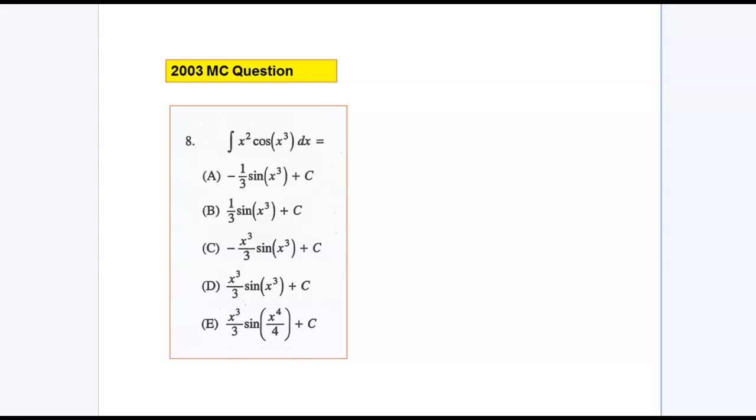Okay, this is a multiple choice question. Again, notice they did not tell you to use U substitution, but when you have a product of two functions within an integral, for AP anyhow, the only strategy you have is U substitution. So we're going to let u equal x cubed.